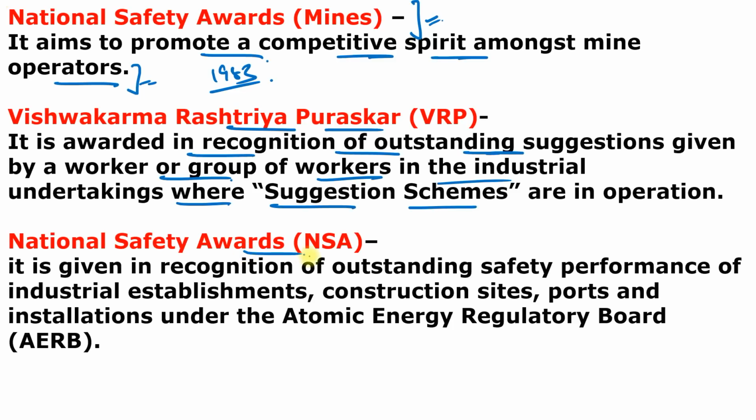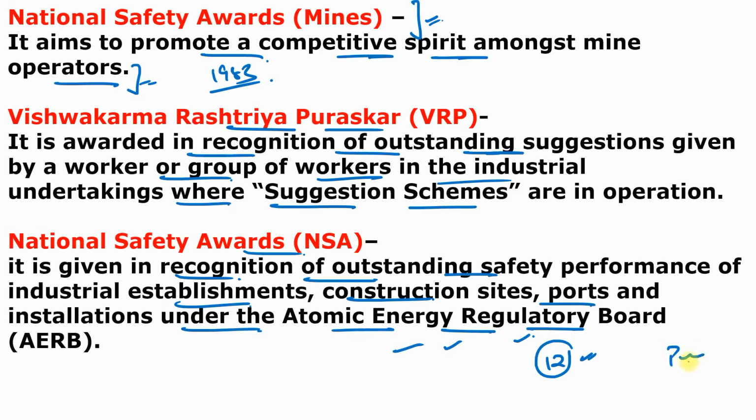Next is National Safety Award. It is given in recognition of outstanding safety performance of the industrial establishments, construction sites, ports and installations under the Atomic Energy Regulatory Board. So again, this is very important because the awards were given under 12 schemes, out of which 10 are meant for the factories, construction sites and installations under the Atomic Energy Regulatory Board and 2 are for the ports. So 2 are for the ports and 10 are for the other industrial establishments, or you can say construction sites and the installations.